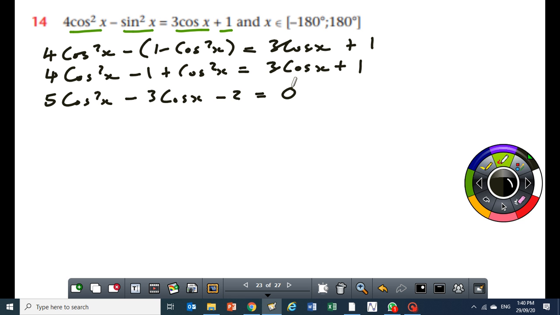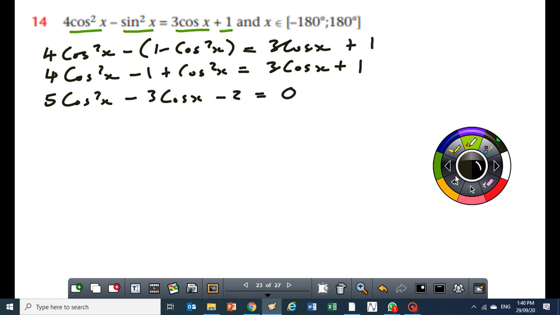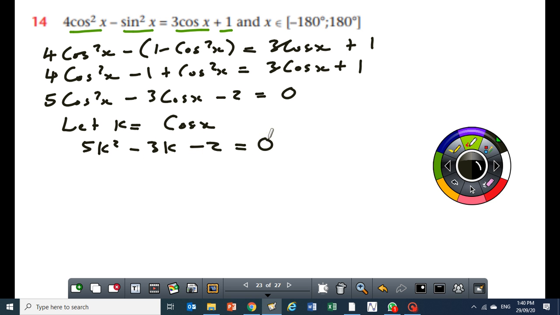Okay? And then you use the K method to help you to factorize, because as it is, it's a little bit complex. So say let K be equal to cos x. If you do that, you get 5k squared minus 3k minus 2 equal to 0.